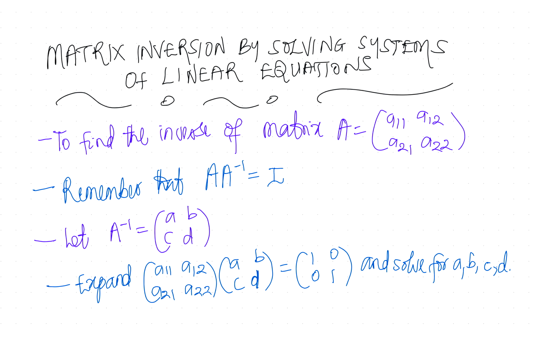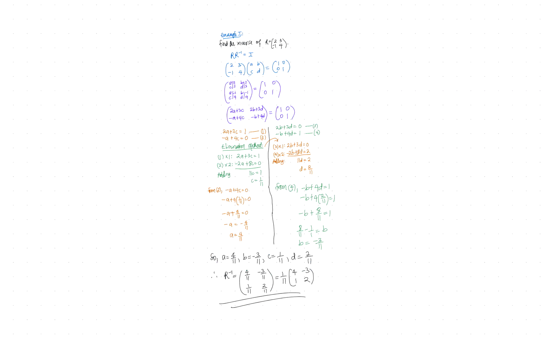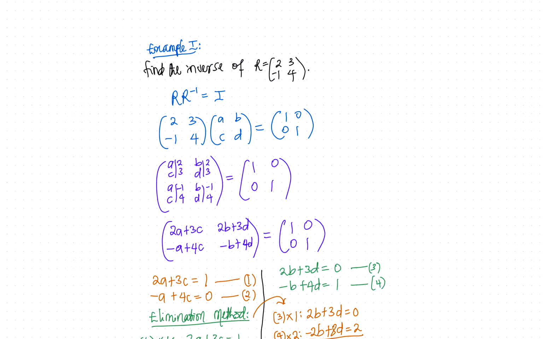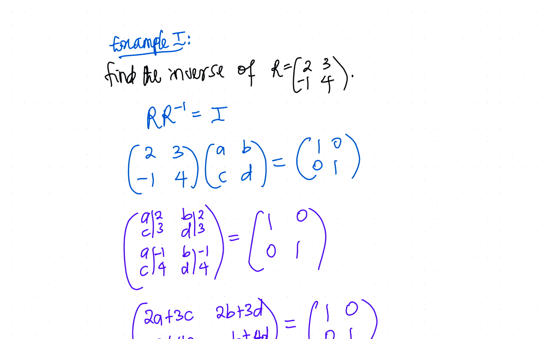First of all, we go for a 2 by 2 matrix. Say you have to find the inverse of R, which is 2, 3, minus 1, 4. Sorry, I said 2, 3, 1, 4 the other time, but it's 2, 3, minus 1, 4. So you know that R times R inverse is equal to I. Since this is R, 2, 3, minus 1, 4, and then this is A, B, C, D. A, B, C, and D are representing the elements of the inverse matrix. And then this is the unit matrix.